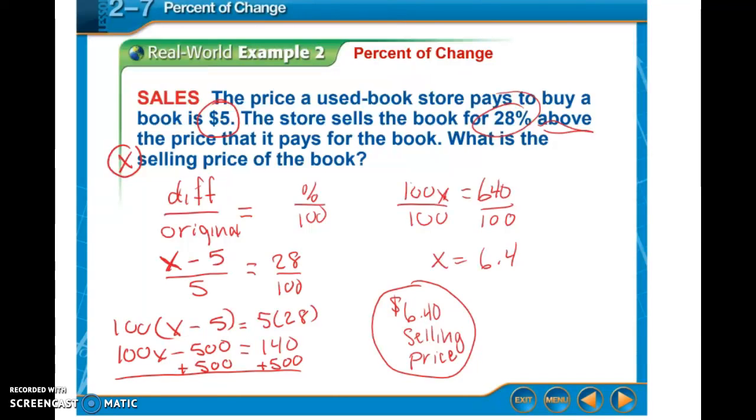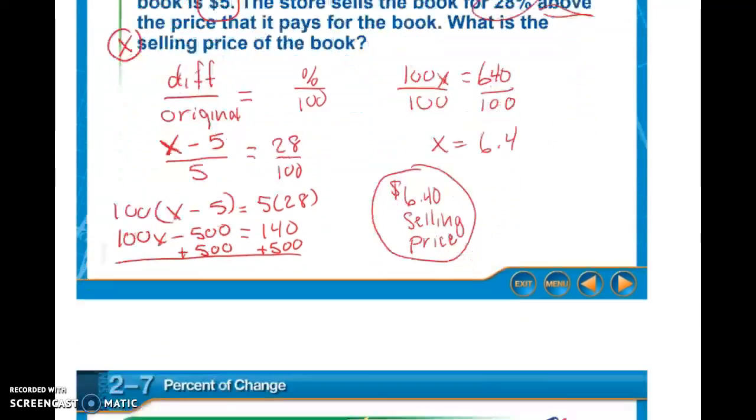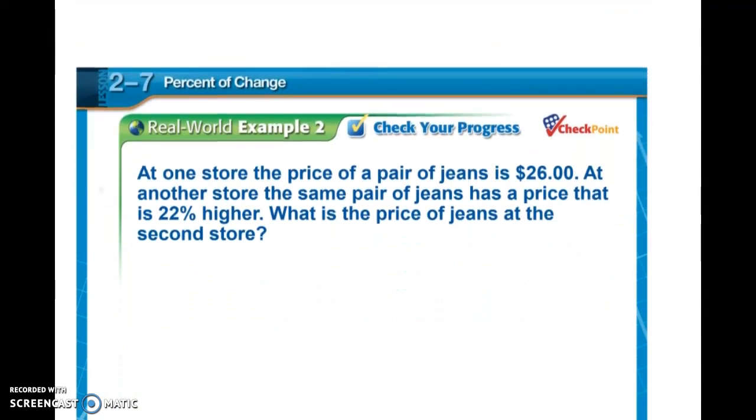If you ever end up with the wrong negative or positive, just go back and look at your words and make sure that you got an increase as positive and a decrease as negative. Or you can just write the words decrease.